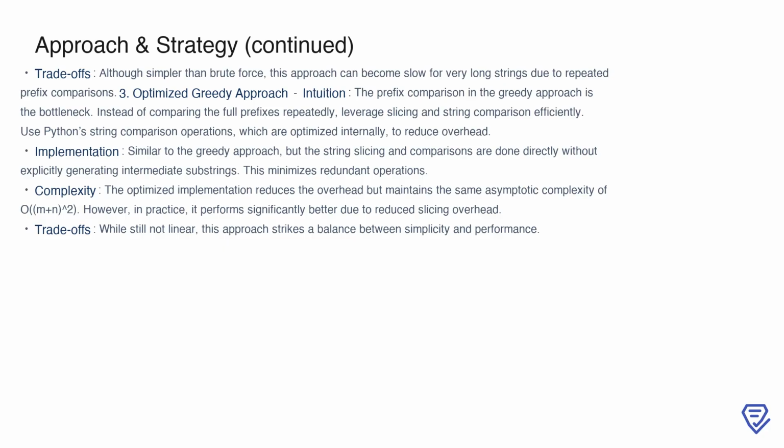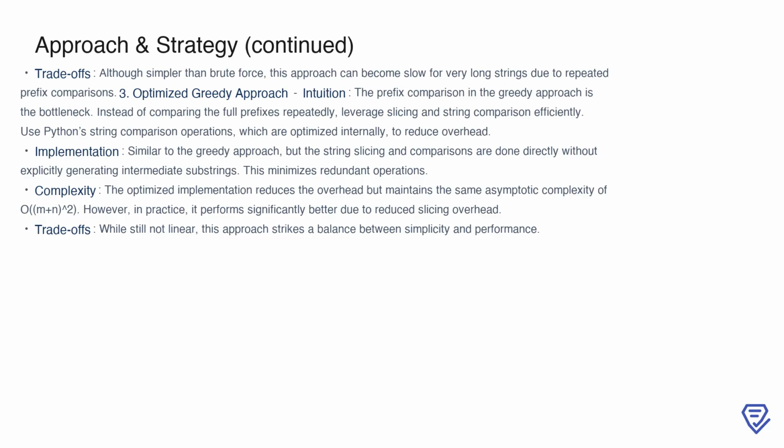To address this, we refined the strategy into an optimized version of the greedy approach. The key insight here is that the prefix comparison is the bottleneck, so we should aim to reduce the overhead associated with it. Python's string comparison operations are highly efficient and optimized internally, which allows us to avoid manually implementing costly comparisons.